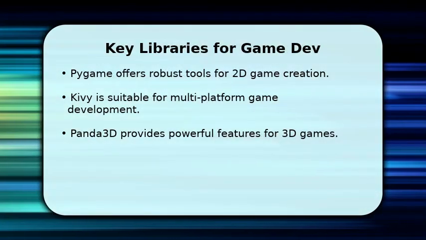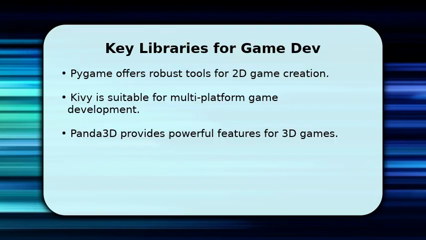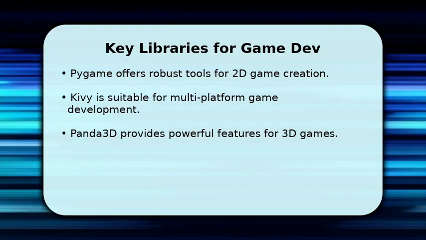Once you have a solid grasp of Python, explore specialized libraries. Pygame is widely used for two-dimensional games, providing functions for sprites, collision detection, and event handling. For more complex projects or cross-platform needs, Kivy is a great option. If you're aiming for three-dimensional games, consider Panda 3D, which offers advanced rendering and physics capabilities.